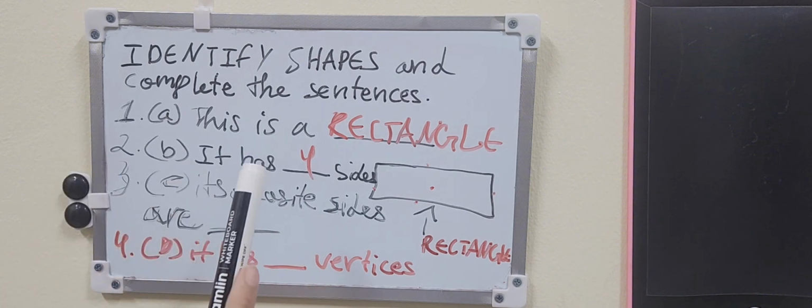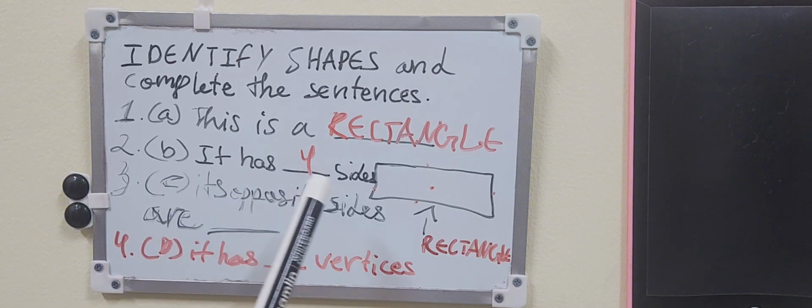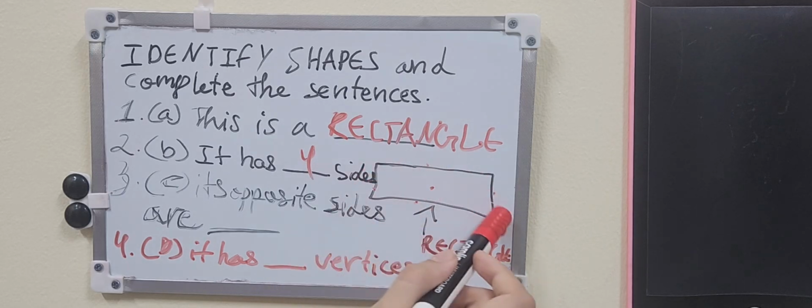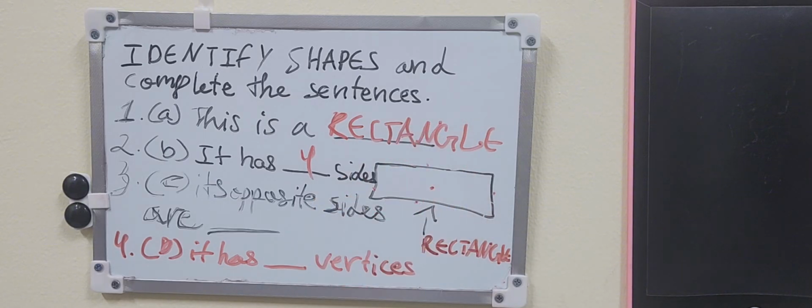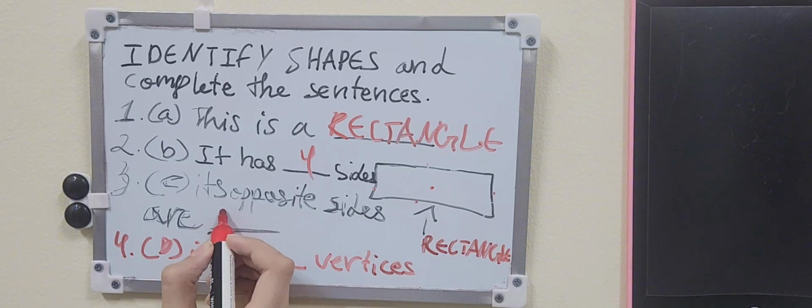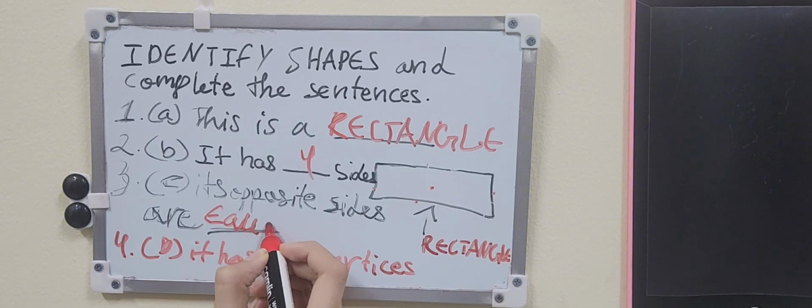3. C. Its opposite sides are, sorry, this is not that good, but it says its opposite sides are. What are its opposite sides? So basically over here, it's asking about the 2 opposite sides: the top and bottom opposite sides, and the left and right opposite sides. And over here, we can only say that both pairs of opposite sides are equal. So over here, our answer will be equal.